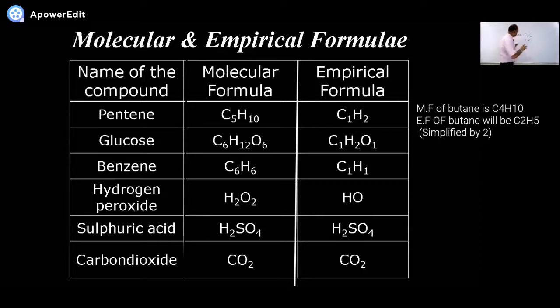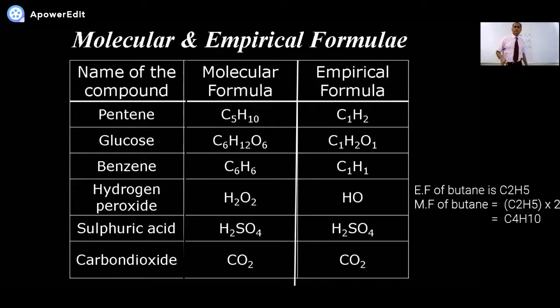So if someone says the empirical formula of butane is C2H5, and that person asks you to reconvert back into molecular formula, then what should you do? Obviously, you will multiply by the number that you have used for division, for simplification, and that number is 2 in this case. So when we multiply it by 2, we will get back what? We'll get back the actual formula. 2 2s are 4, 2 5s are 10.